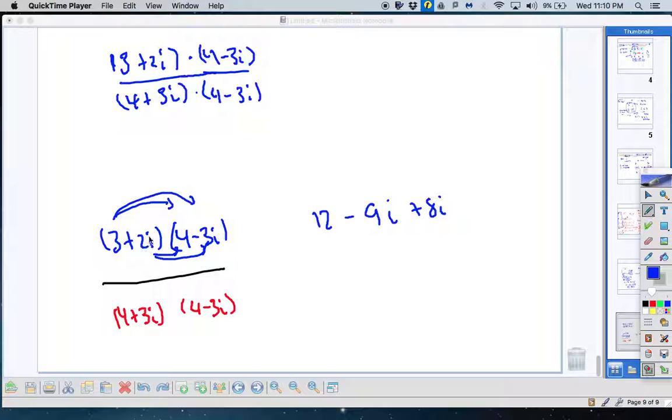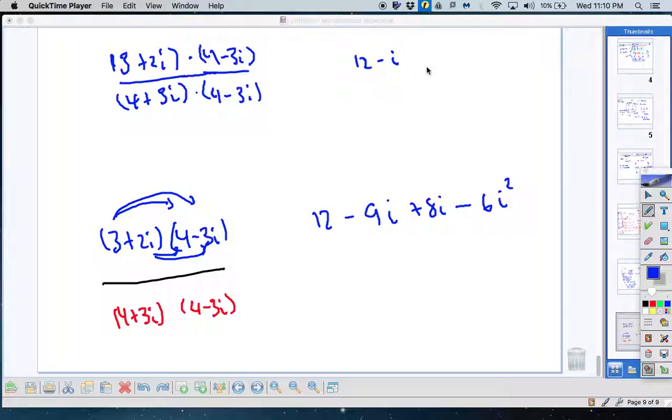And then lastly, I got 2i times negative 3i. Positive times negative is negative. 2 times 3 is going to be 6. And of course, i times i is i squared. All right, so we got some middle terms right here that we're going to clean up. Going to go ahead and write them up top here. So we got 12 minus 9 plus 8 is going to be minus 1. So that's just minus i.